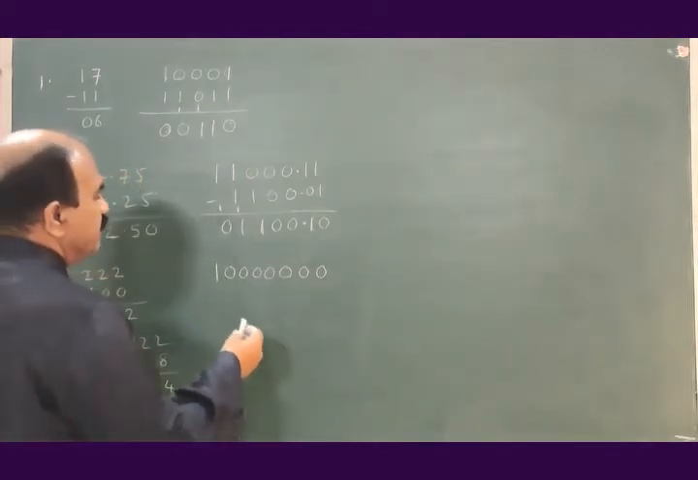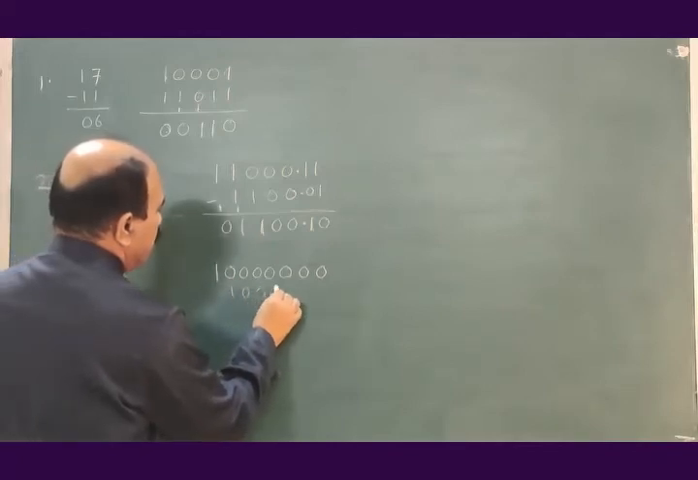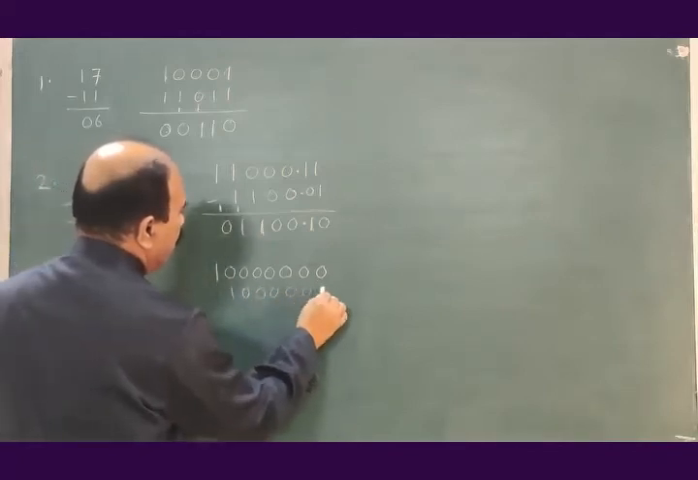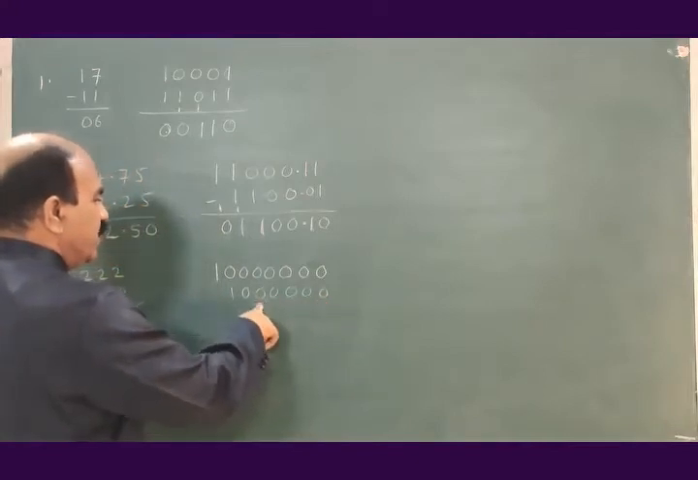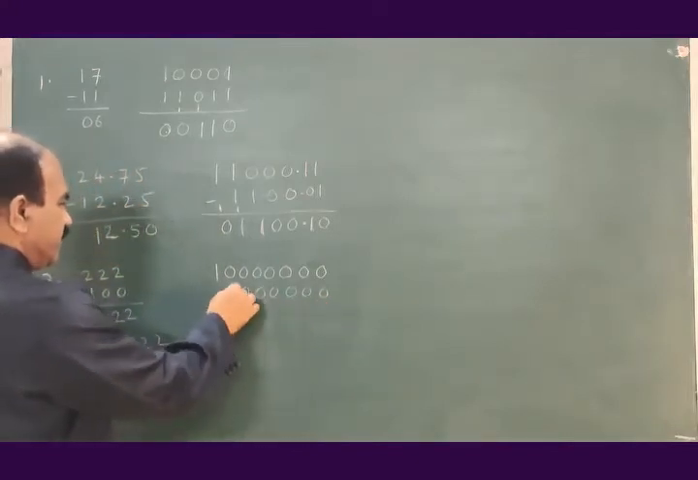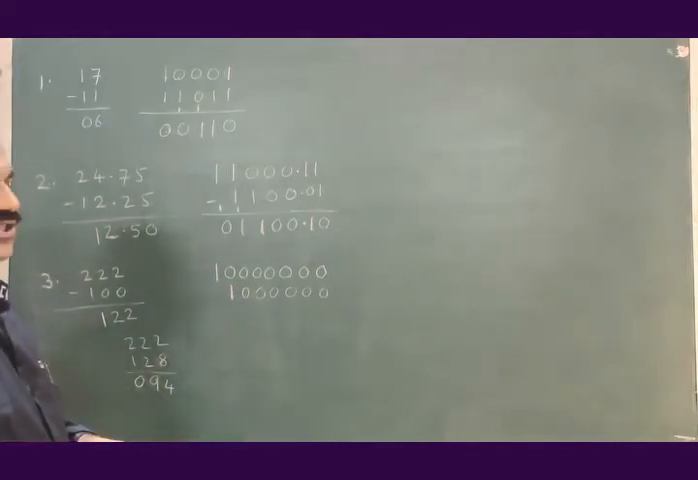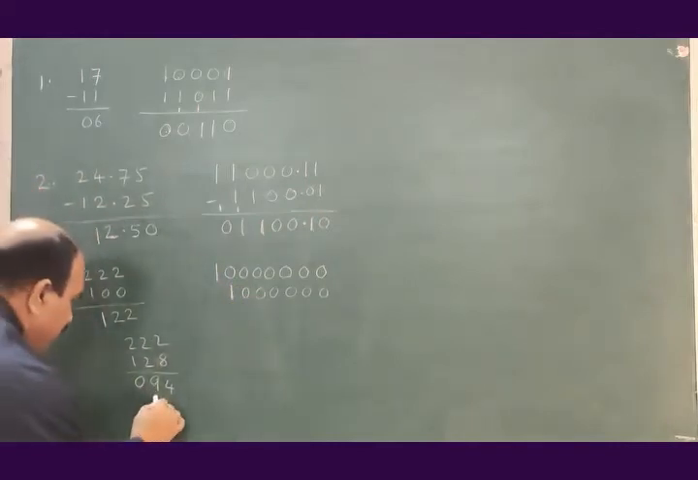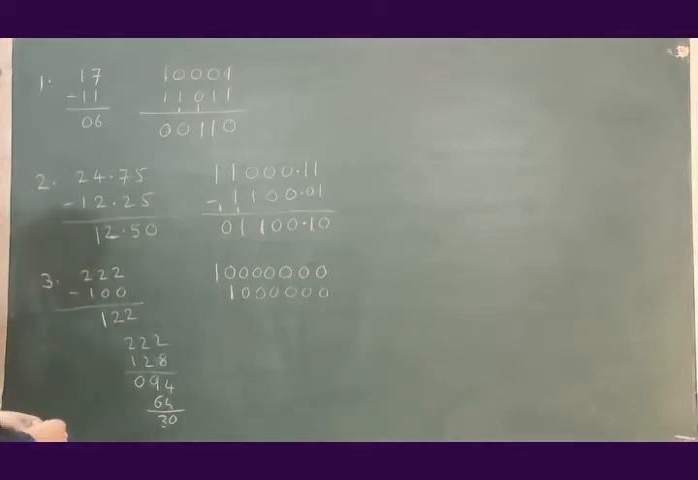64 will be 1, 0, 1, 2, 3, 4, 5. 2 to the power 0, 1, 2, 3, 4, 5, 6, to the power 6 is 64. Take away 64 from this, 0, 3. We have to put 30. How to put 30?